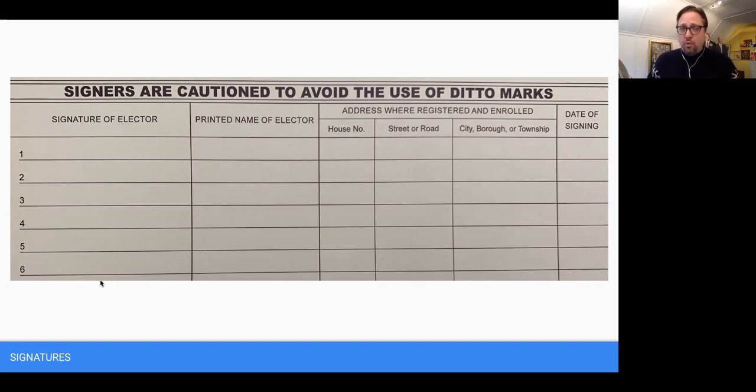You don't want to lose signatures on your petition because of silly errors like that. You also don't want to have any errant marks on your petition. So just be careful as people are signing that they don't accidentally get an ink mark or a pen mark, check mark somewhere else on the petition that might cost you some of those lines.